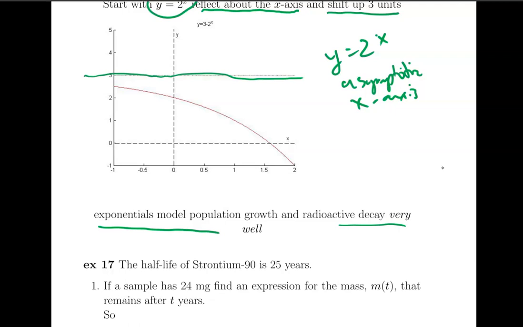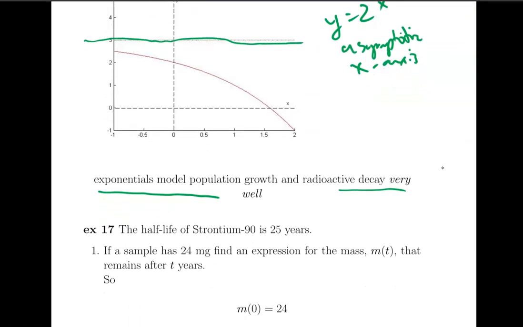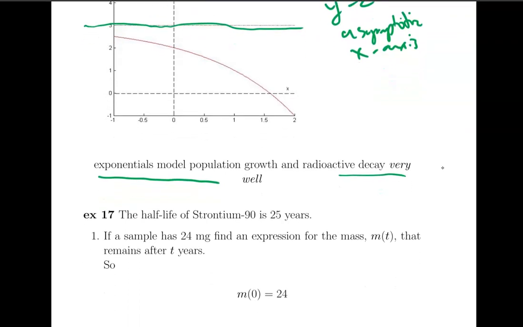Let's do a decay problem because that's a little easier and you don't have to mess with it as much. It's actually more realistic than the growth version. So here we have the half-life of strontium-90, everybody's favorite element. What does half-life mean again? Well, it just means that 25 years is the amount of time it would take for half of however much you start with here to decay into something else, okay? So if we have a 24 milligram sample, let's see if we can figure out a formula for what the mass is after a given number of years.